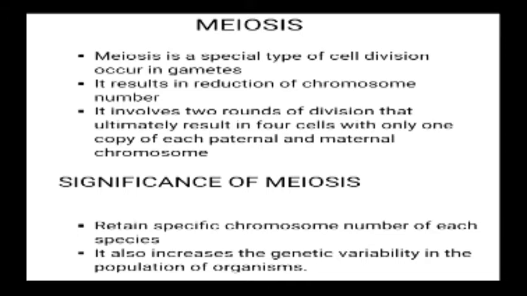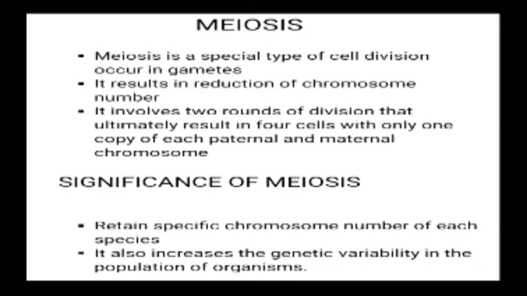It involves 2 rounds of division and results in the formation of 4 cells. We know in mitosis 2 cells are formed. Then the significance of meiosis. It retains the specific chromosome number of each species.